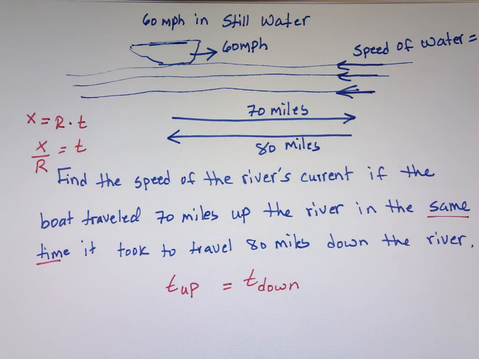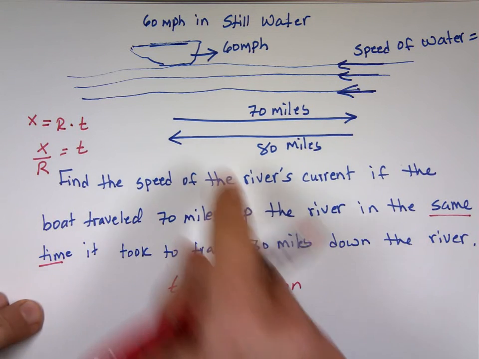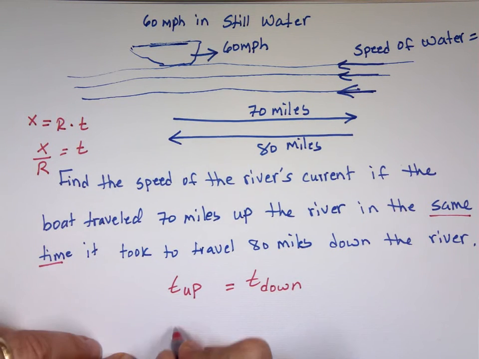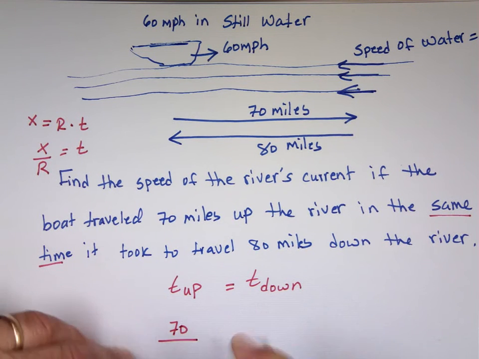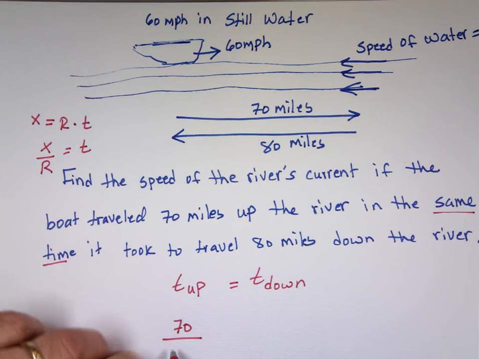So let's look at the time to go up the river. That's going to the right in my picture. The distance traveled is what? 70 miles. And what was the rate? How fast was the boat moving? Well, the boat is going to be going at the speed of the boat, which is 60 miles per hour, but you need to subtract from it how fast the water is moving.